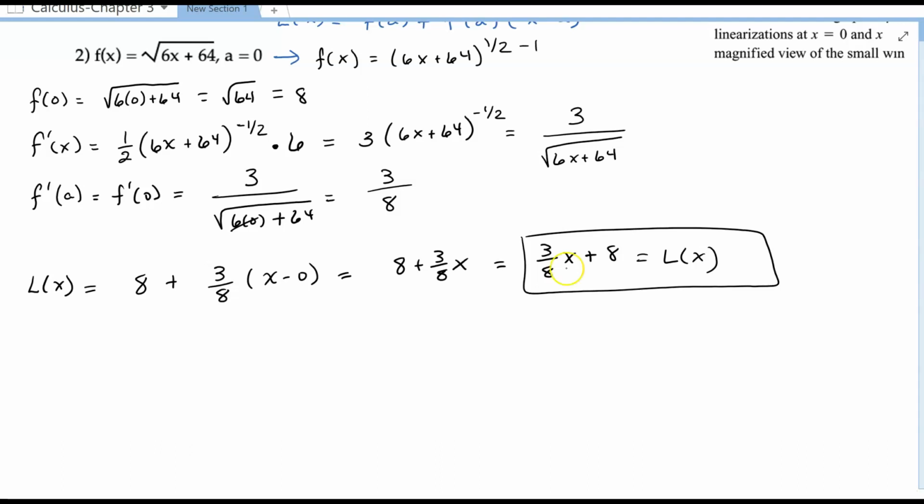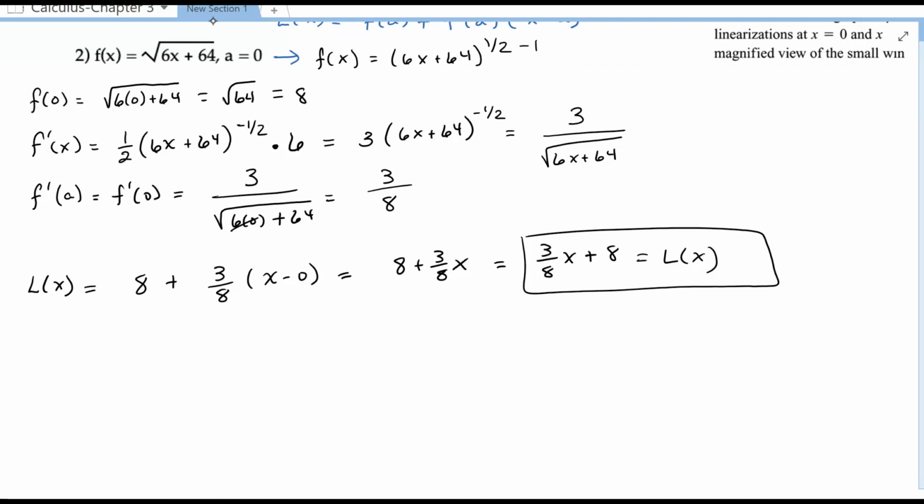I mean, when you plug in 0, you know you're going to get 8, and when you plug in 0 up in the original, you do get 8. So it's actually spot on in this case at approximating the y value, and that's the whole concept behind this tangent line approximation. It will approximate the value of the function at that given point in time.